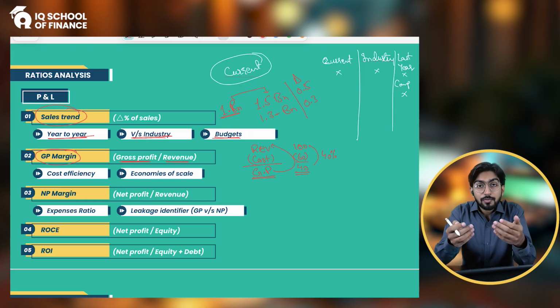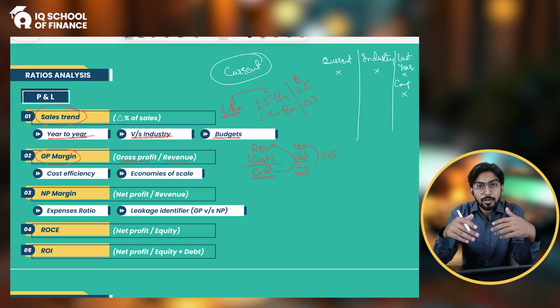All right. So if you are going to compare it with anyone, you would come to know how cost efficient you are. If your GP margin is lower than anyone which you are comparing with, it means that they are cost efficient, and you are not cost efficient. All right. They are able to realize the economies of scale, reduce their cost, but you are not able to. So that is what the GP margin actually tells you.